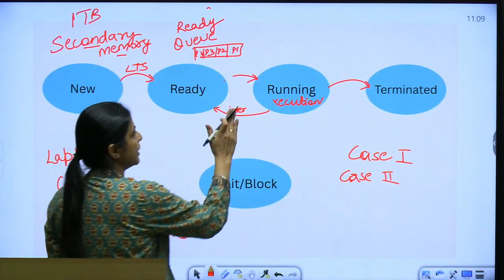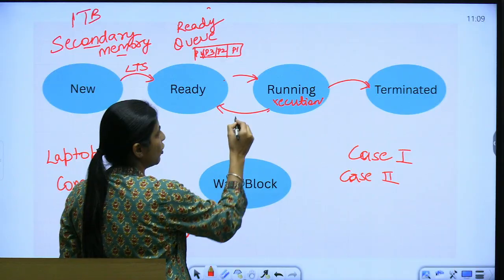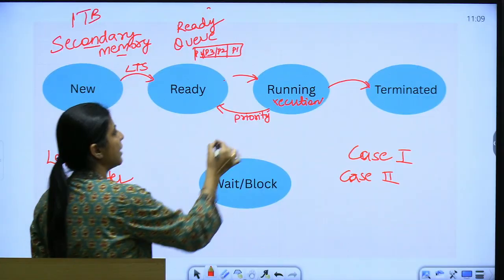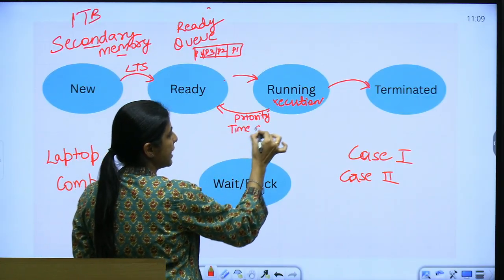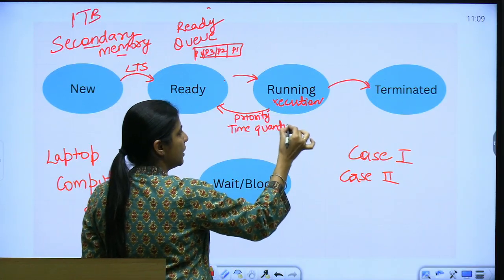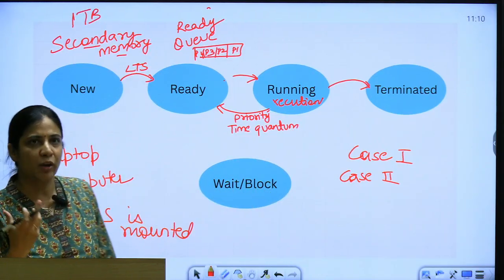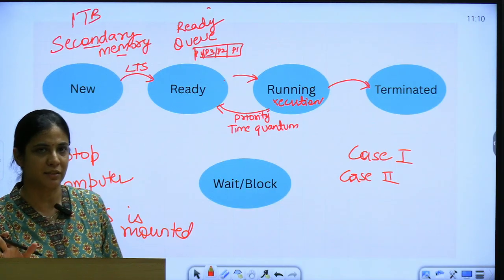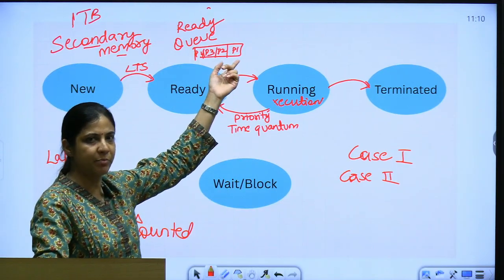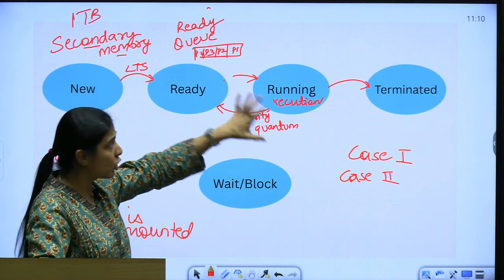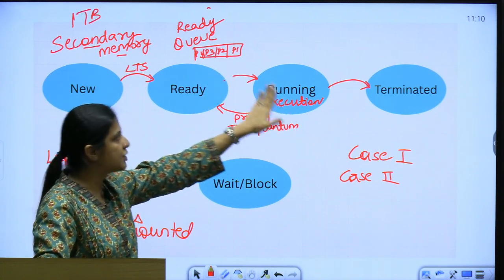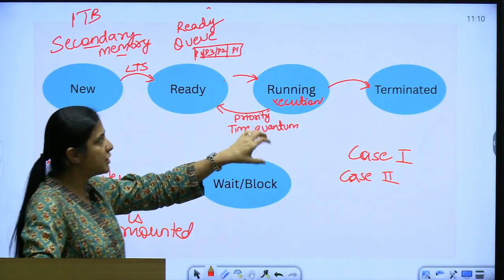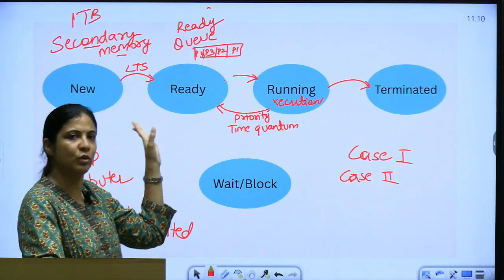Now there are 2 things here. The process is of high priority, that is why this has been done. Or the second thing can be that the time quantum has expired. Now what is time quantum? In time quantum, for every process we fix an amount of time. For example, I have fixed 5 milliseconds. Process P1 will get 5 milliseconds, P2 will get 5 milliseconds. Automatically, after that, the process will come from the running state to the ready state. So these are the 2 cases in which we shift the process from the running state to the ready state.